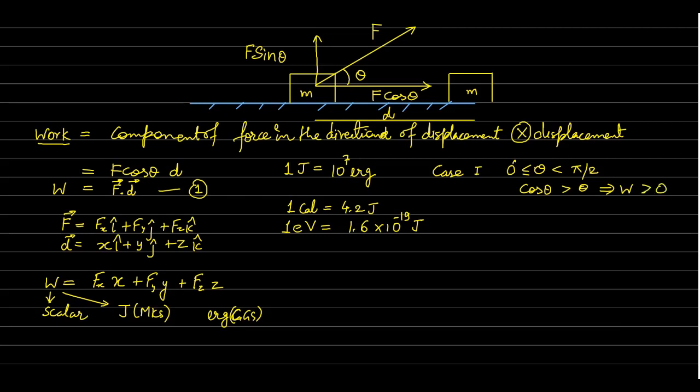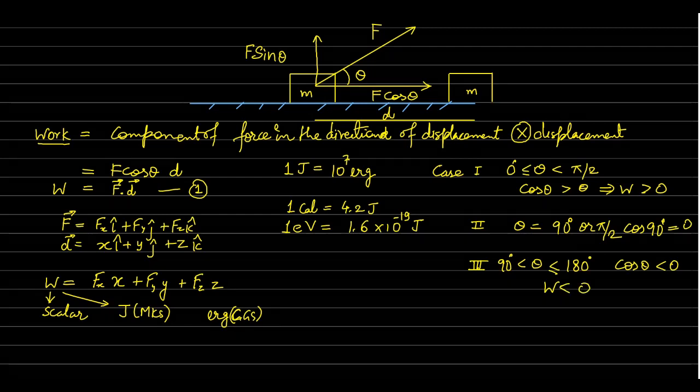Second case, when theta is 90 degrees, pi by 2. We know the value of cos 90 degrees is 0. So work done in that case will be 0. The third situation, when theta is greater than 90 degrees and less than or equal to 180 degrees. In that case, the value of cos theta is negative and work done will also be negative.